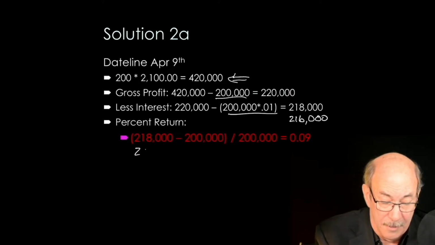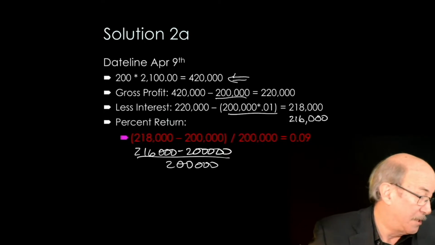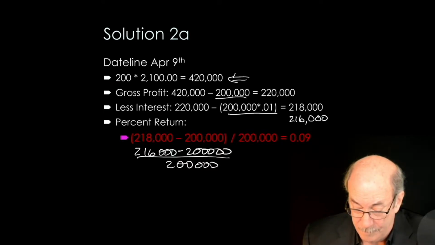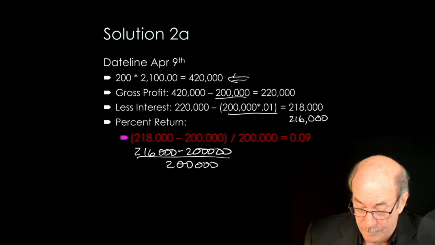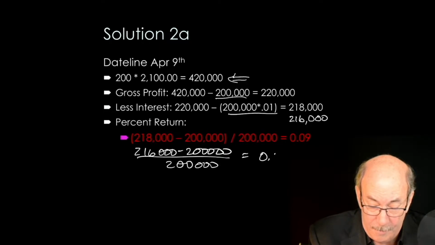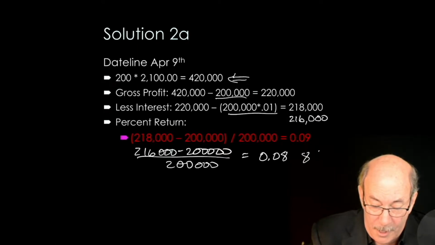All right, so 216 minus 200, divided by 200. Let me redo the math on that. And I get 0.08, or 8%.